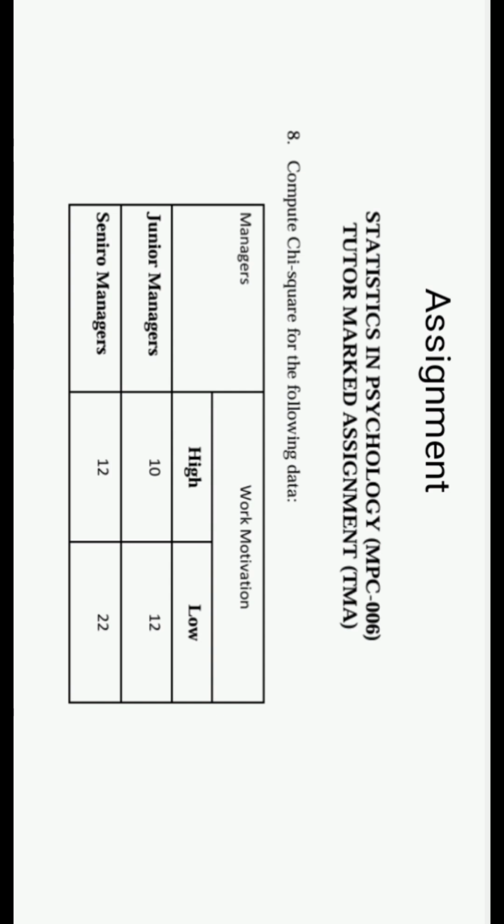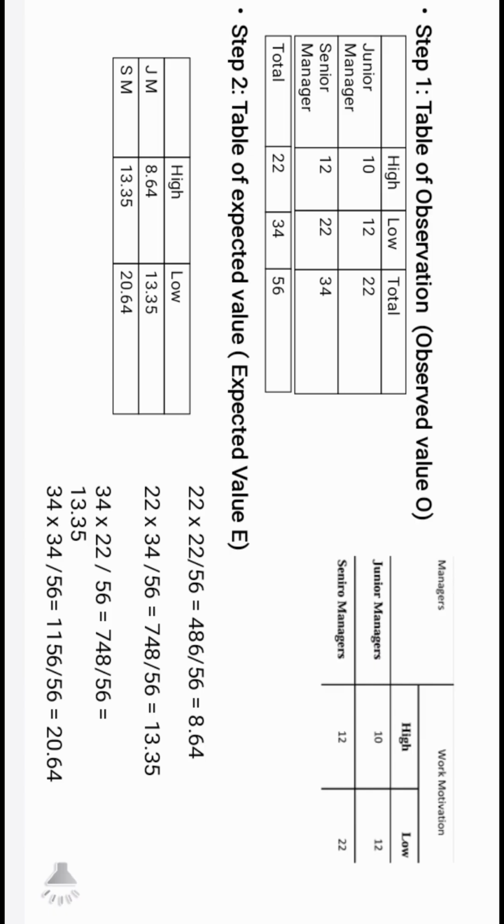For each item, two variables. That means the question has two columns and two rows. Let's see how to solve it.